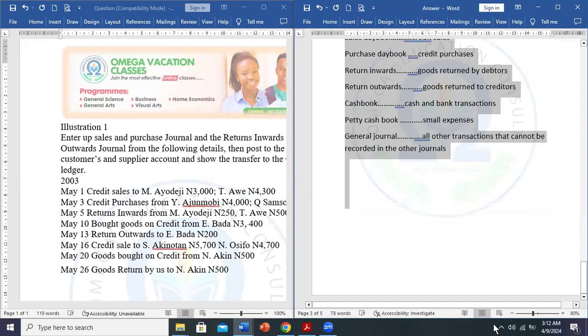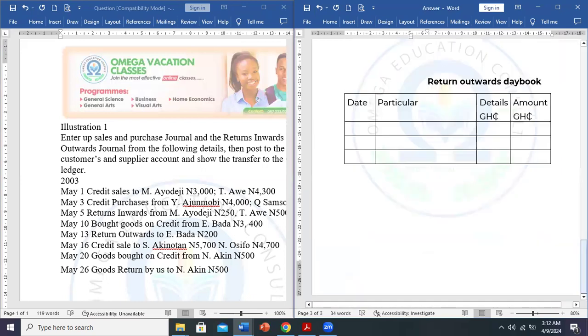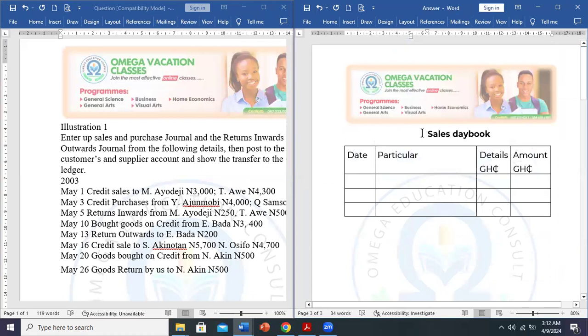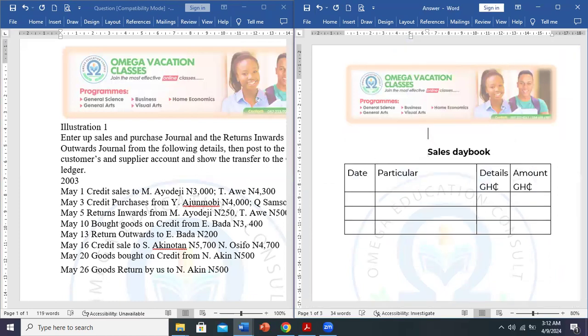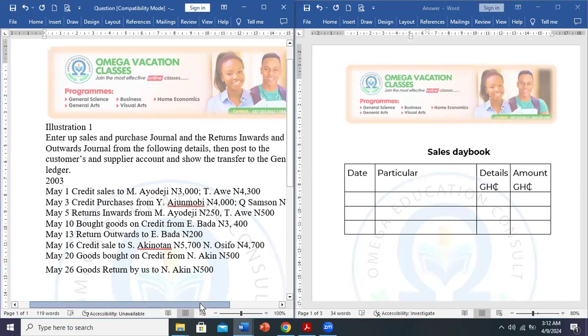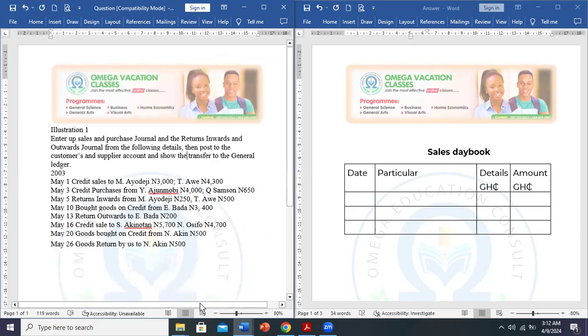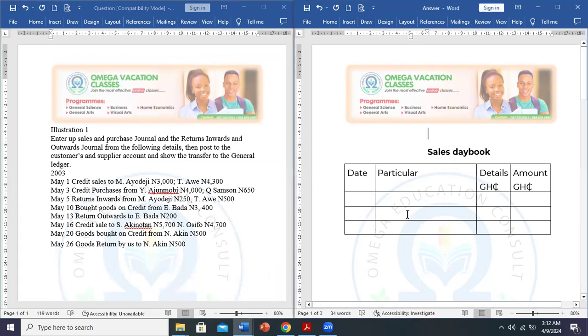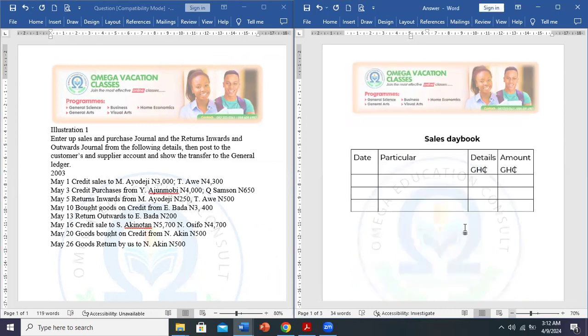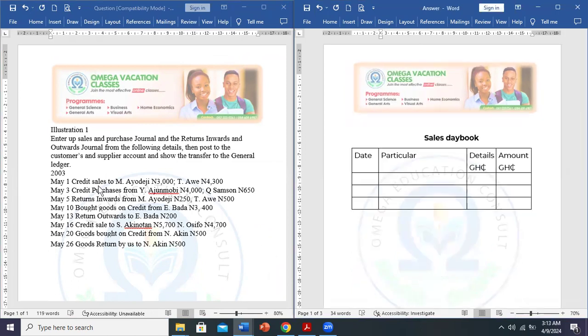Okay, so I have it set up, but like I advised, you should always write the name of the business. In this case, the name of the business was not specifically given. We're only told to prepare or write up the journals, but the name of the business was not given. So we are permitted not to bring any name of the business. Okay, so let's read the first transaction and know which book we are taking it to.